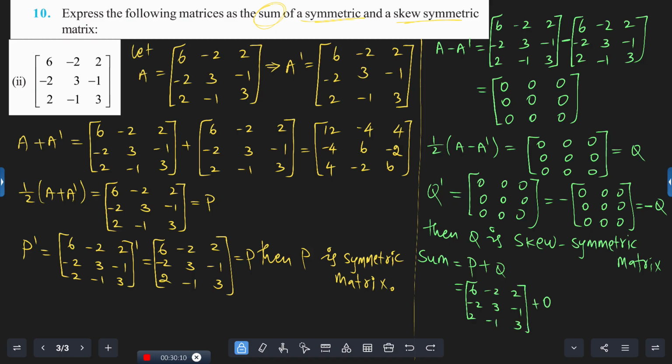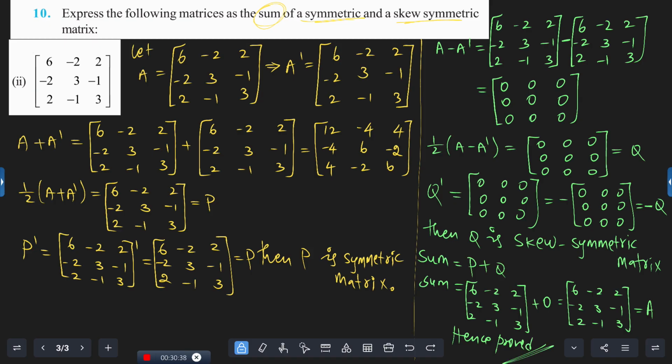If you want to mention 0, you mention it, so that you will be getting the same. Same means 6, minus 2, 2; minus 2, 3, minus 1; 2, minus 1, 3, which is equal to the A matrix. If we get A, what can we say? We have done it. Okay, hence proved.